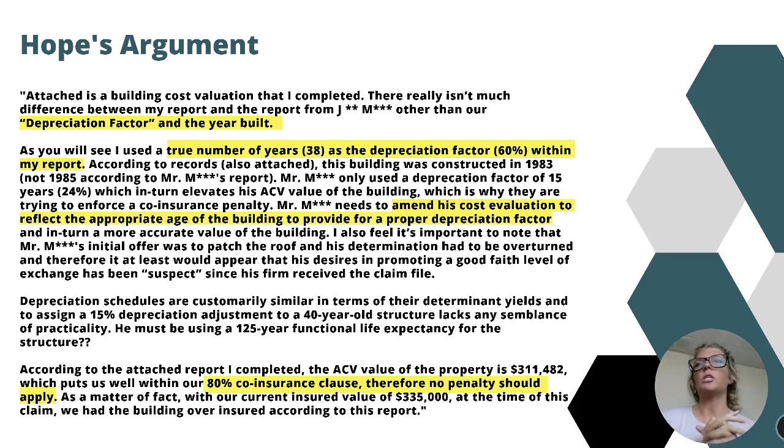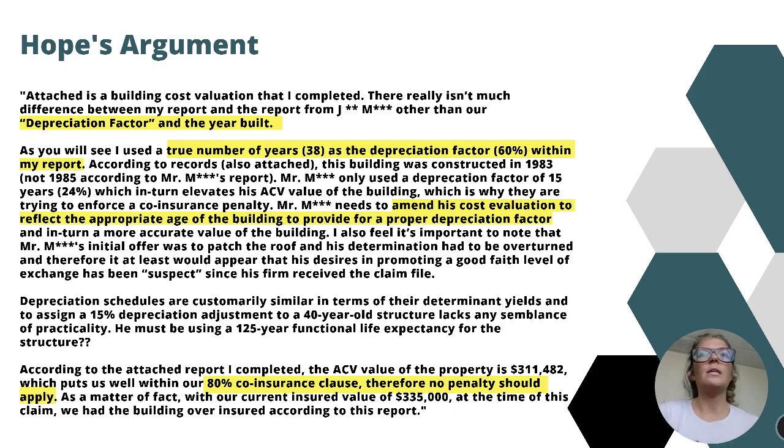We mentioned in here that our report showed a true number of 38 years as a depreciation factor, 60% within that report. The building was constructed in 1983, not 1985, which the carrier's previous report stated. So the insurance company only used a depreciation factor of 15 years, 24%, which in turn elevates the ACV value of the building, which is why they were trying to enforce that coinsurance penalty.